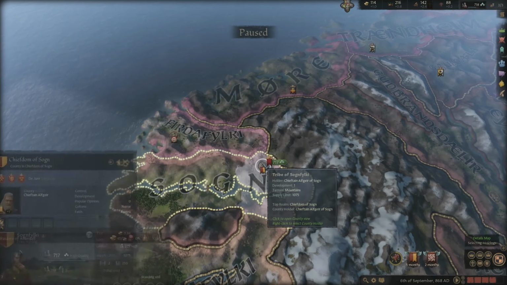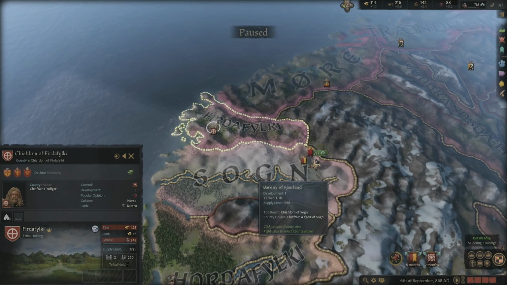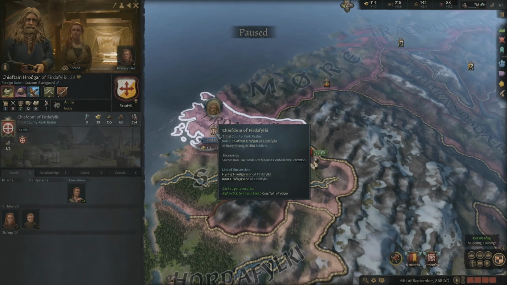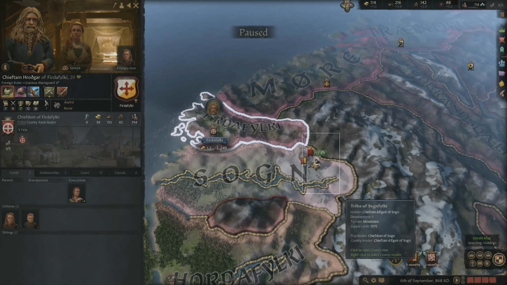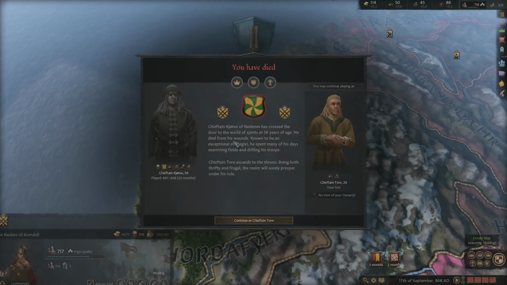So, we got another 15 gold here. What about you? You have 15 gold available as well, and you only have 300 men. Let's try to slip in here and loot them as well. Then we will head home.